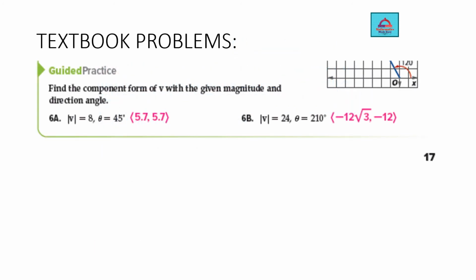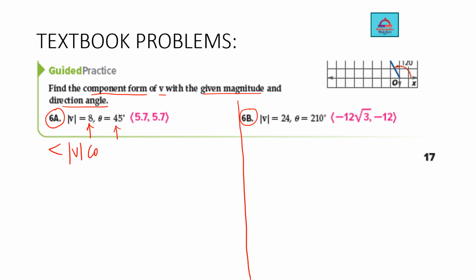Okay, so as promised, let's do some important questions from your textbook. I will be doing 6A for you and 6B you'll try yourself. Let's do 6A. So here you need to find the component form of the vector with the given magnitude and the direction angle. So if you see carefully, the magnitude is given, the direction or the angle is given. So we need to use the absolute value cos theta, absolute value sine theta formula. We are resolving it along the x and the y component. So x comma y, this is how we are doing it.